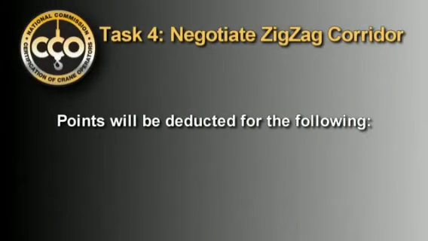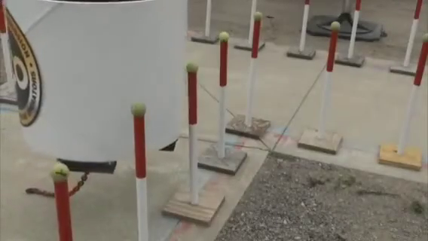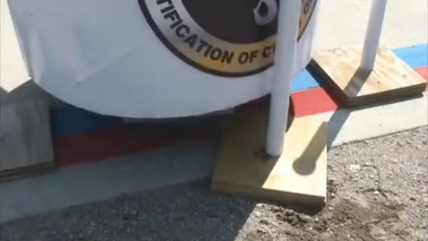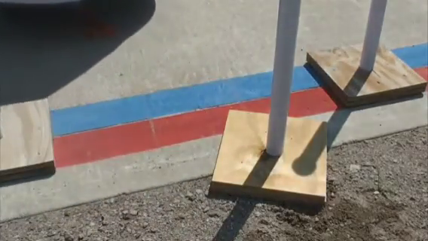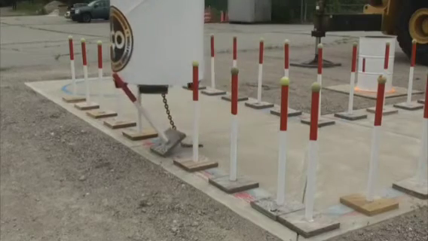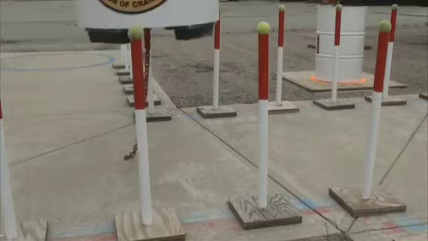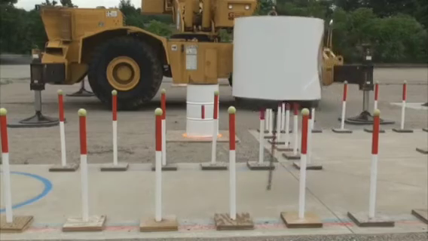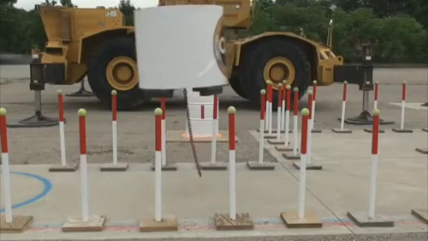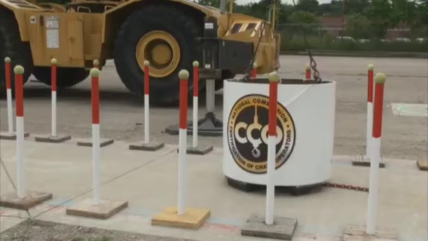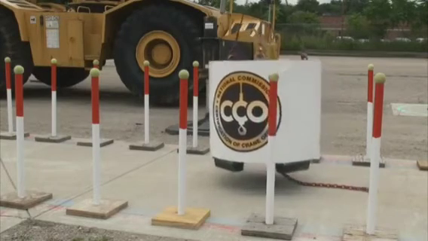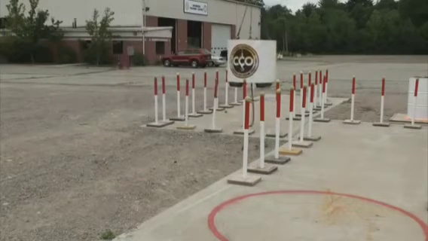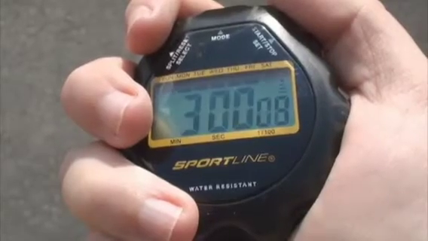Points will be deducted for the following: knocking a ball off a pole, moving a pole base off the line, knocking a pole over, chain leaving the ground, passing poles with the chain off the ground, load touching the ground, circumventing the course, exceeding optimum time.